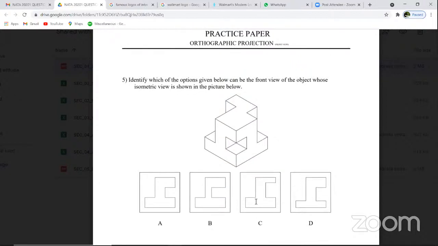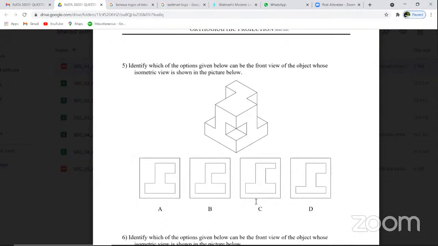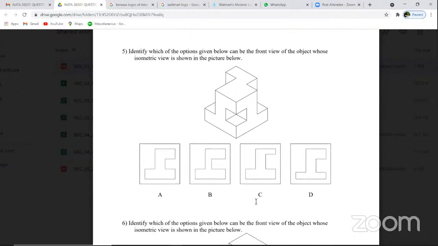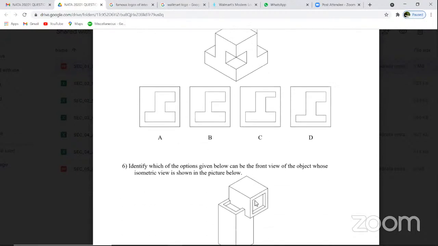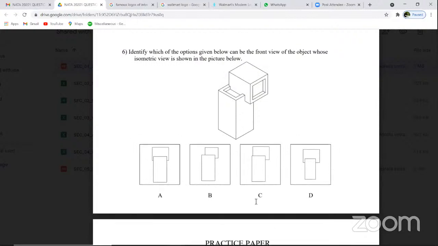Option A. Yes, A is correct. That's short also. Try this.